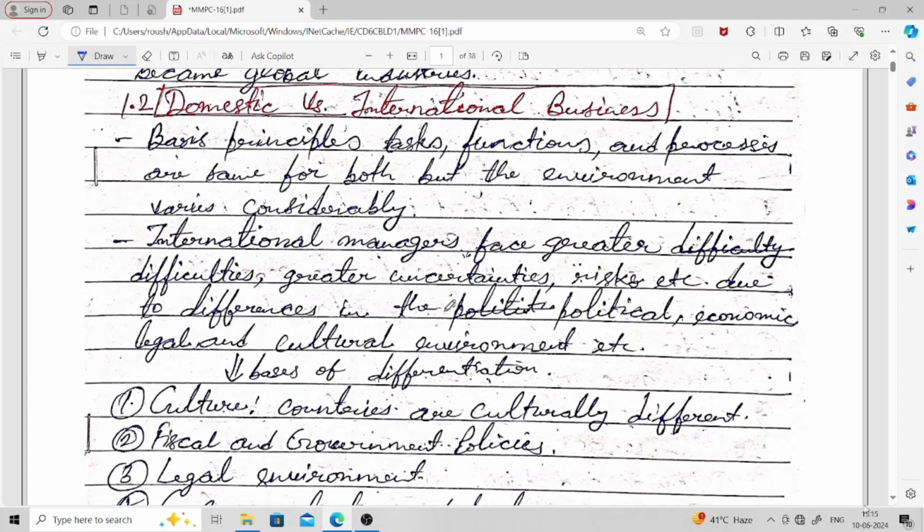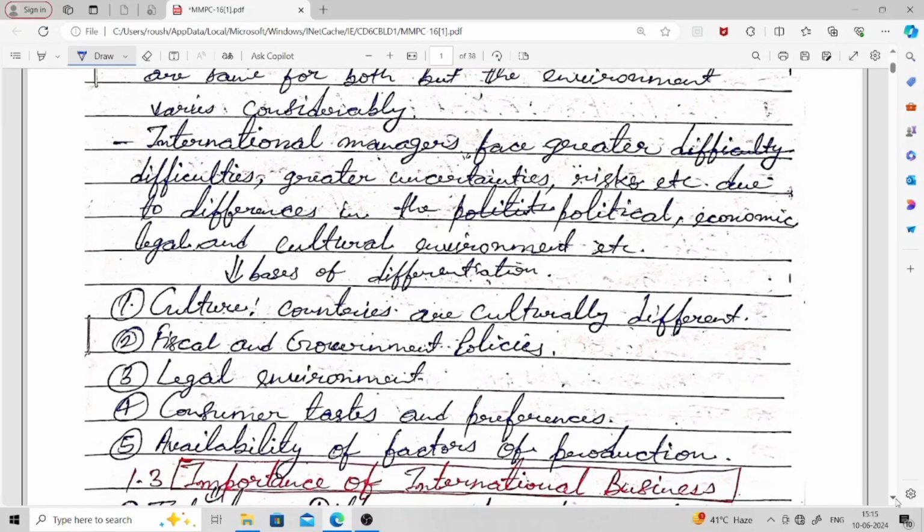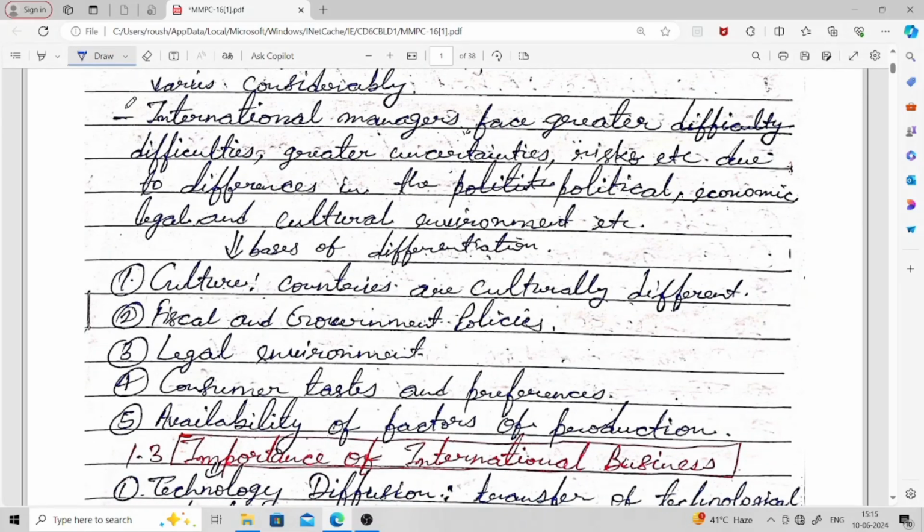So international managers face greater difficulties. Here I'm talking about greater uncertainties, risks, etc. These are there in the case of international managers. They face greater difficulties, uncertainties and risks due to differences in the political, economic, legal, and cultural environment. So due to all these factors, there are many more problems or issues international managers have to face.